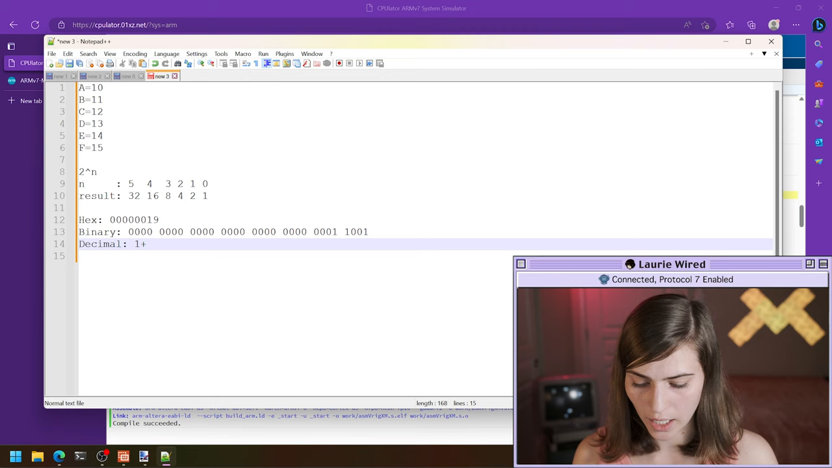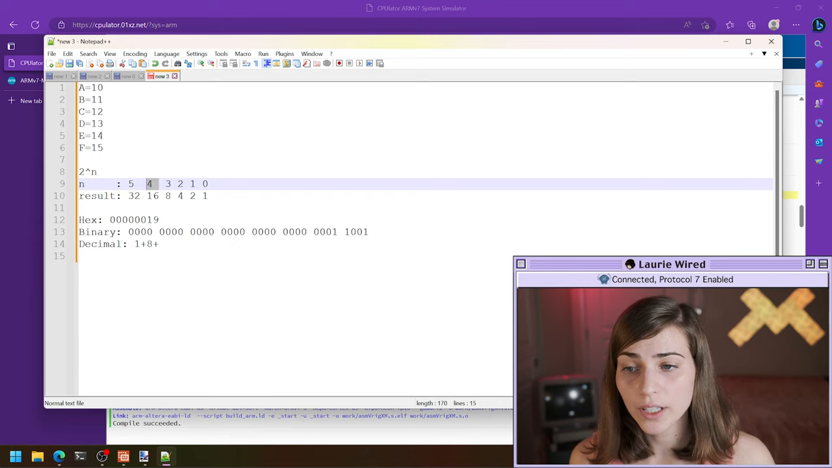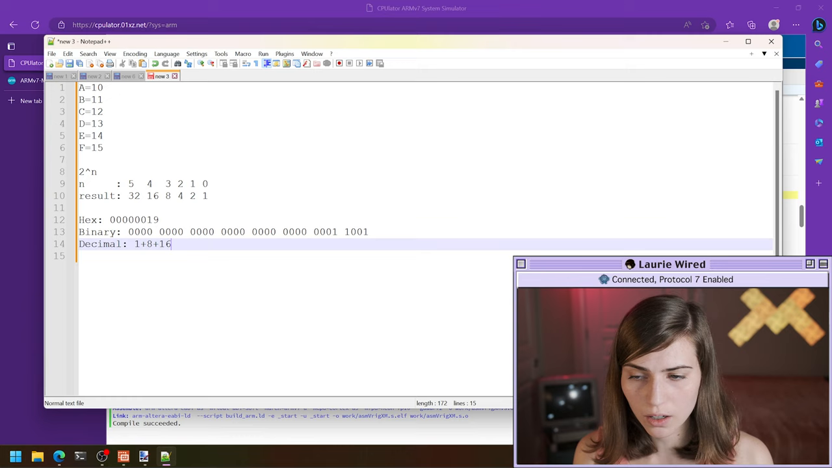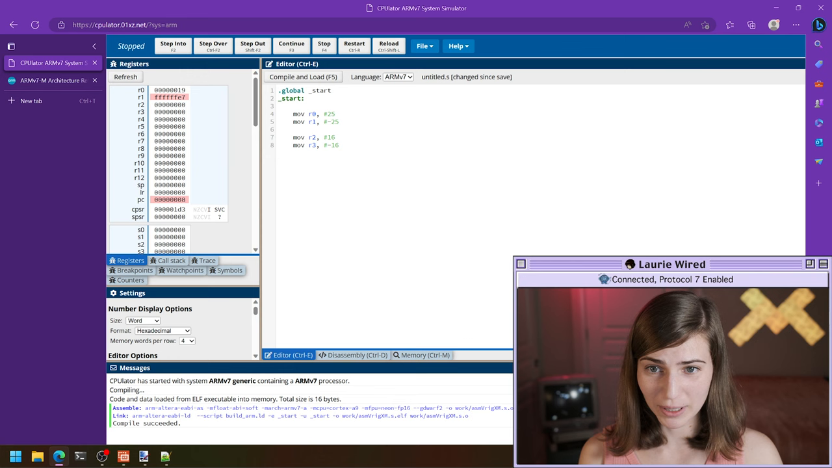So we have 0, 1, 2, 3, 4. 2 to the power of 4 is 16. So we have a 16 here as well. And now if we add all these numbers together, 24 is 25. And let's make sure our math was correct. We did indeed put the number 25, thank goodness.